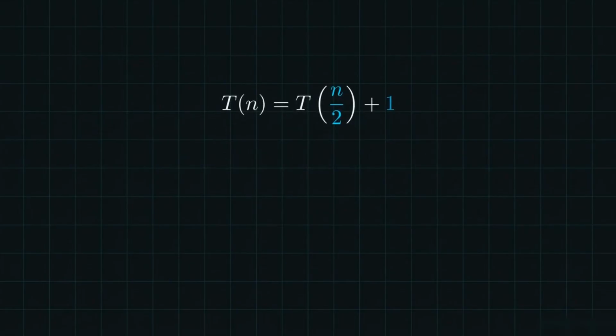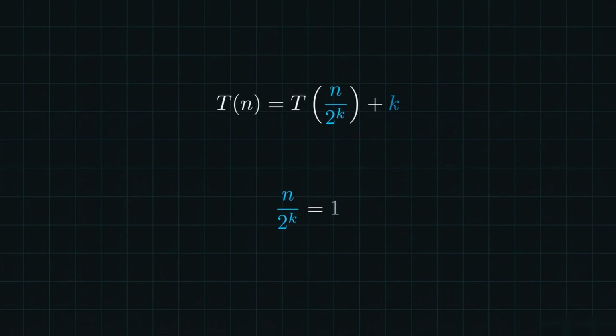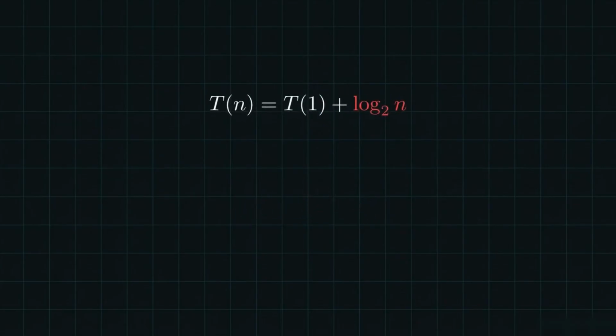Our equation is now T(n) = T(n/2) + 1. Each expansion doubles the denominator. We go from n/2 to n/4, then n/8. After k expansions, the denominator is 2 to the power of k. To find where this stops, we set the inner term, n over 2 to the k, equal to the base case of 1. Multiplying both sides by 2 to the k gives us n equals 2 to the k. To solve for the exponent k, we take the log base 2 of both sides, resulting in k equals log n.